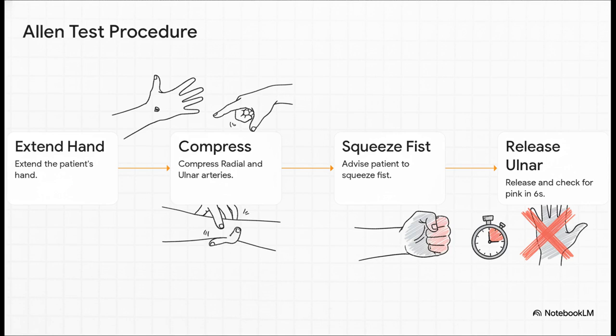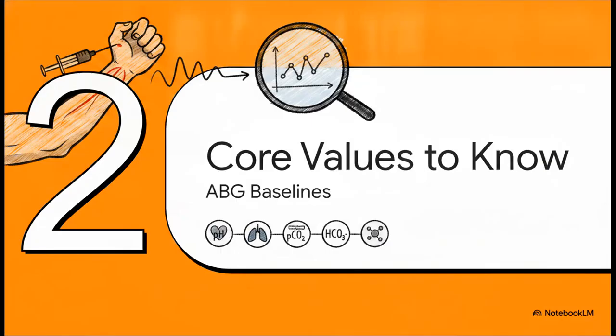If it takes more than 6 seconds for that pink color to come back, that means there's an obstruction or narrowing in the ulnar artery, and you must not use that radial site. It's totally unsafe.